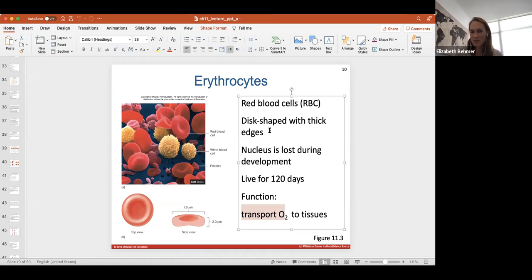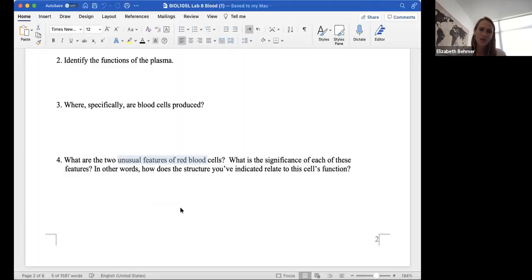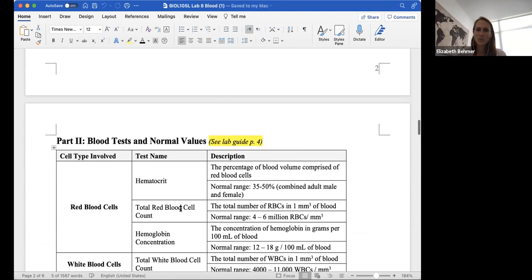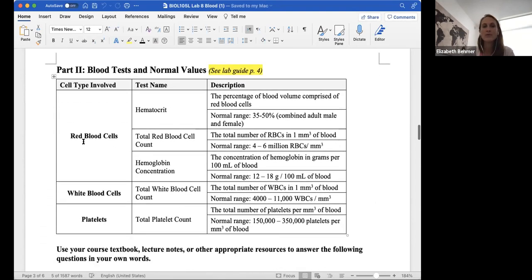Again, another unique thing is that it is disc shaped with thick edges. So the thick edges maximize surface area as well for transporting oxygen. So hopefully that helps with one of those questions as well, but you can use your lecture notes or any other source for that. Here are blood tests and normal values.